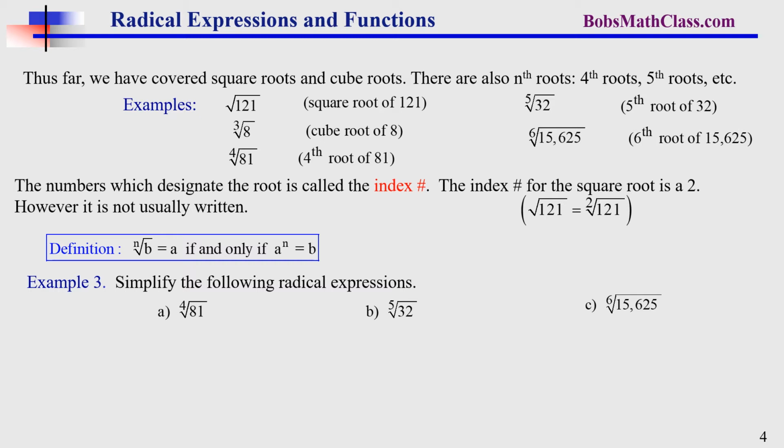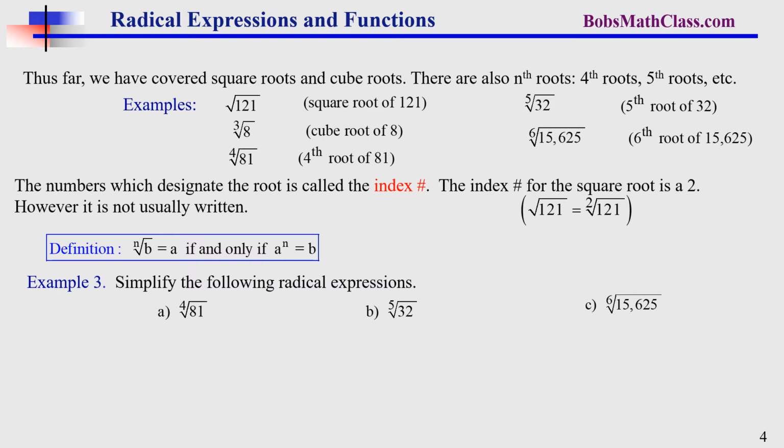The number which designates the root is called the index number. The index number for the square root is a 2. However, it is usually not written. It's just assumed, so you don't have to write the little 2. If you want to, you can. But when it's not written, it's assumed to be 2.